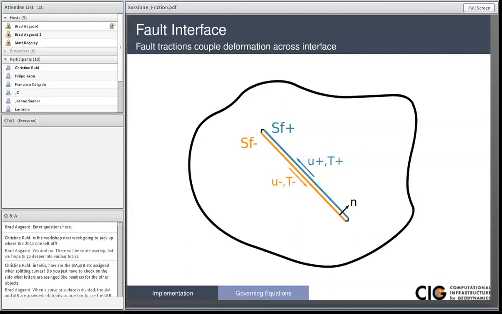So first, let's revisit the governing equations in the context of fault friction. So here we have our fault with tractions on the two sides of the fault that couple it together, and the relative displacements across the fault correspond to the fault slip.